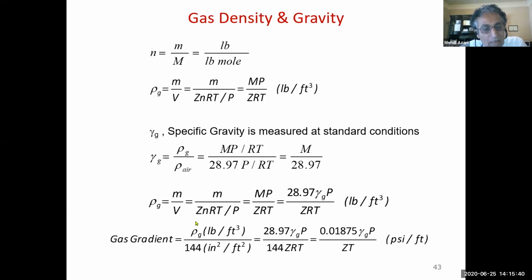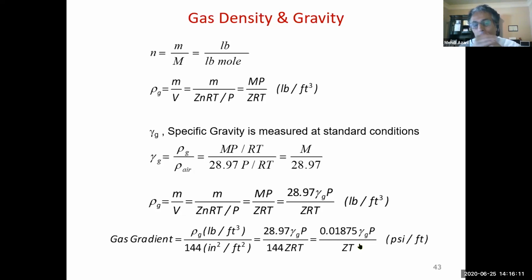Remember, I talked about the gas gradient. The gas gradient is basically density, and you just divide and bring it to psi per foot. So this is the conversion factor, 144 inches per square foot. So you just manipulate it for rho g. I put this equation, and it ends up to be 0.01875 gamma gas pressure over ZT. So that's called gas gradient.